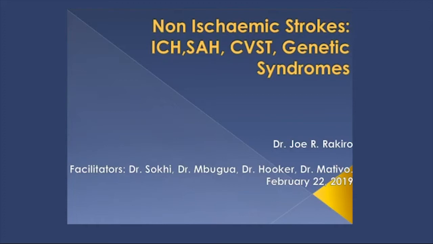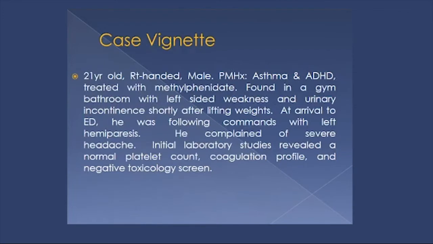We have quite a bit of ground to cover, so we'll just start. We'll cover the non-ischemic strokes with particular emphasis on ICH, SAH, and CVT, and a mention of genetic syndromes, just because it's not covered specifically in any particular class. I think for the part 2 class, they covered part of the cases regarding the genetic syndromes or other rare strokes.